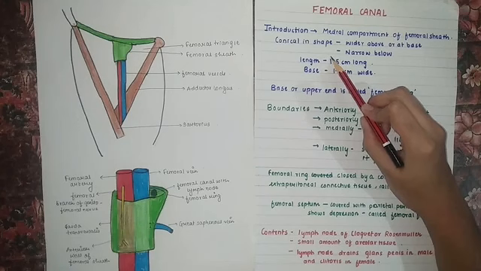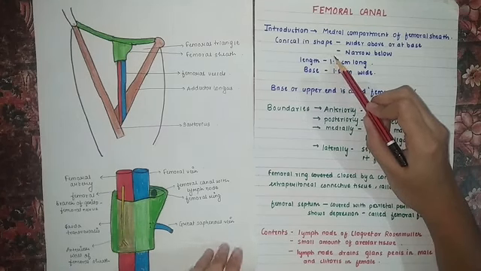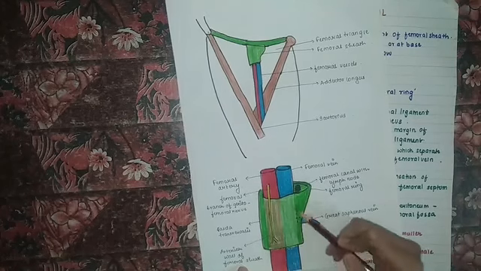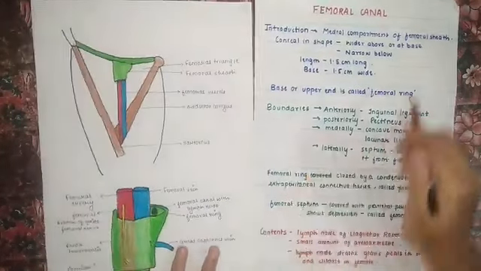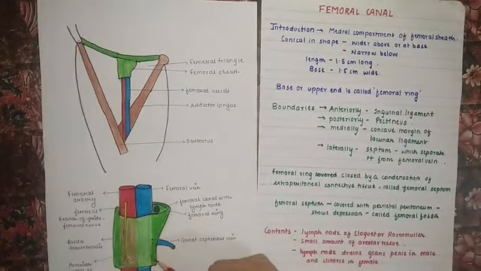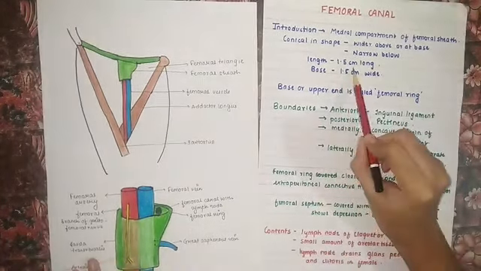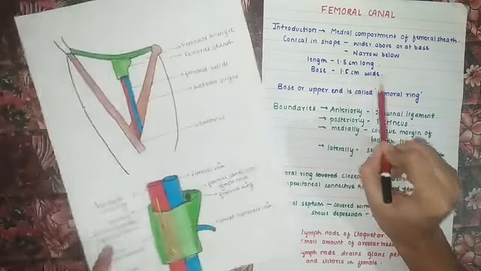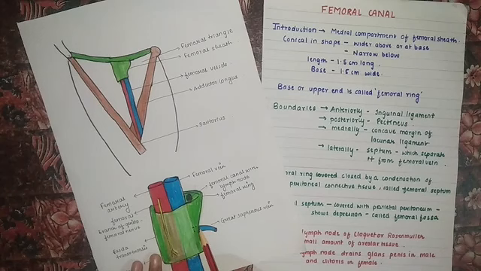It is conical in shape, as you can see in the diagram. This is the femoral canal. It looks like a funnel, so it is conical in shape. It is wider above at the base and narrow below. Its length is 1.5 cm and its base is 1.5 cm wide. So both length and breadth are 1.5 cm.